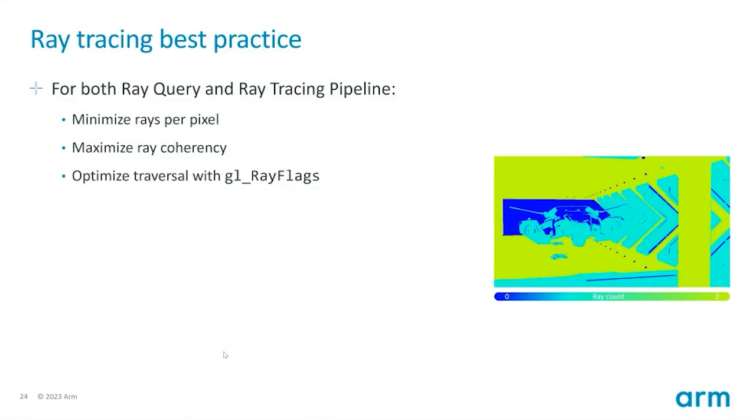For both ray tracing pipeline and rayquery, as we saw, one of the main bottlenecks is going to be the number of rays. So I showed you a few examples, like for example, with shadows where we could avoid tracing a ray. By having them in a separate render pass, you can also try running them at a lower resolution. So these are several things that you can try to minimize the number of rays. Things like the ray flags to terminate the traversal early are also useful.